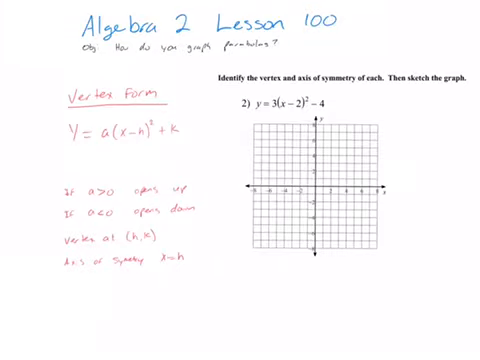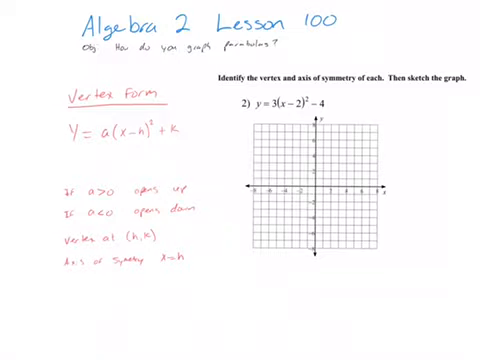This is lesson 100. Yes, we're finally into the 100s. And our objective for today is how do you graph parabolas? Parabolas are generally in two different forms, so you can get them in either one of these forms decently easily. The first one is vertex form, and we call it vertex form because we can easily get the vertex of the parabola from this form.